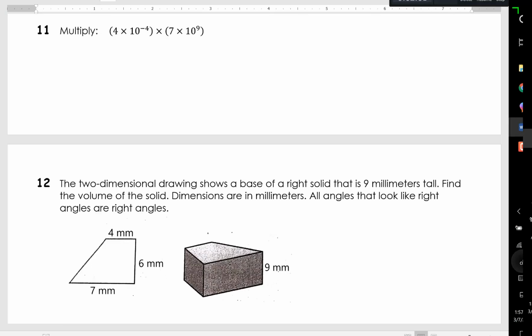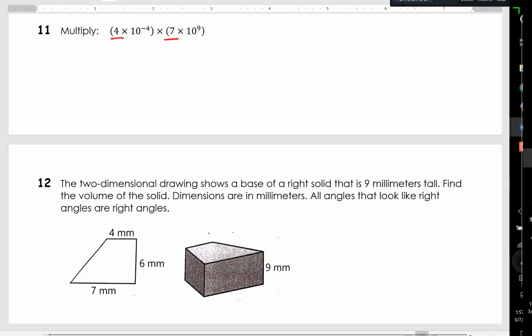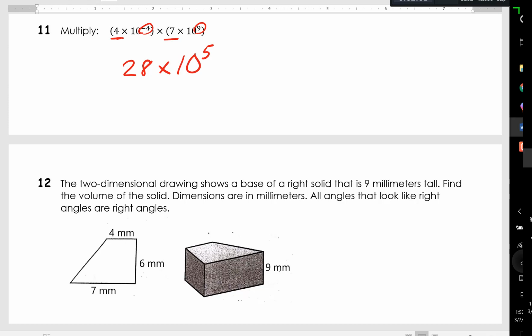Okay, multiplying scientific notation. Here you've got 4 times 10 to the negative 4th times 7 times 10 to the 9th. Just make sure that you multiply the constants, or the two numbers that are not powers of 10. You multiply those together. So 4 times 7 is 28. And then for the powers of 10, all you have to do is add the exponents. So negative 4 plus 9 is 5. So that's 28 times 10 to the 5th.